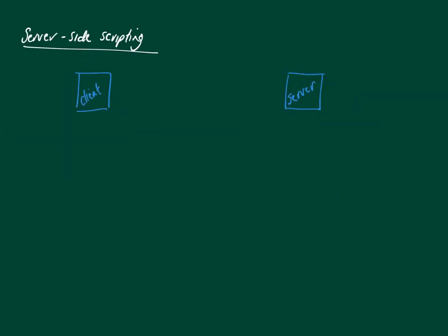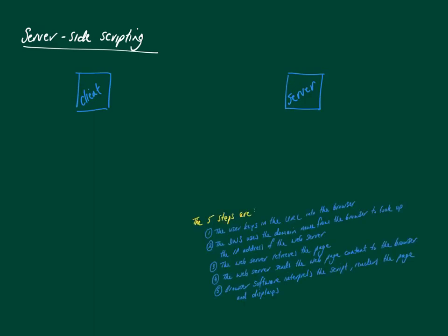With regard to server-side scripting, we're going to take the same 5 steps, and I'll annotate this diagram again. So the first thing we're going to do is the user is going to key in the URL into the browser. Then the DNS server, or the domain name service, uses the domain name from the browser to look up the IP address of the web server.